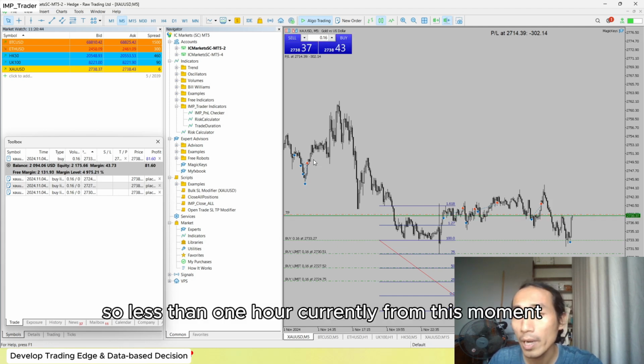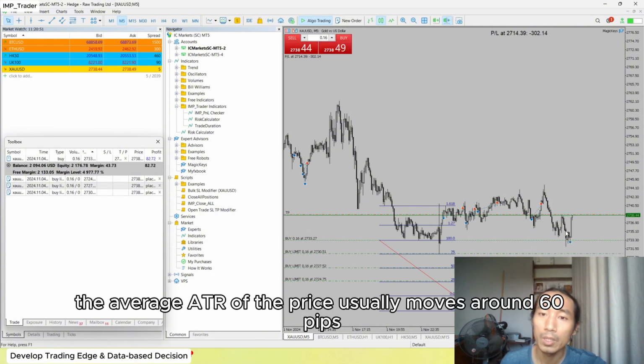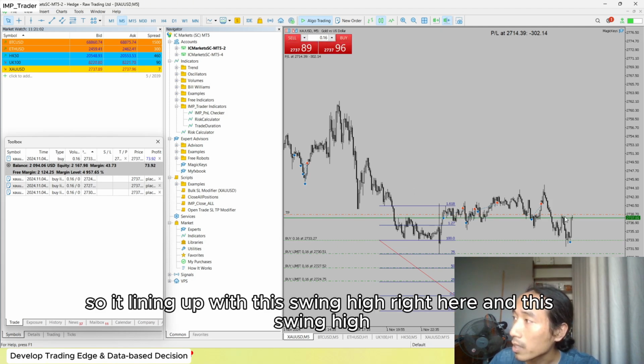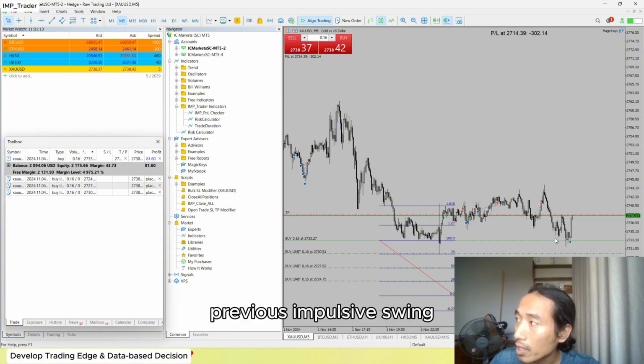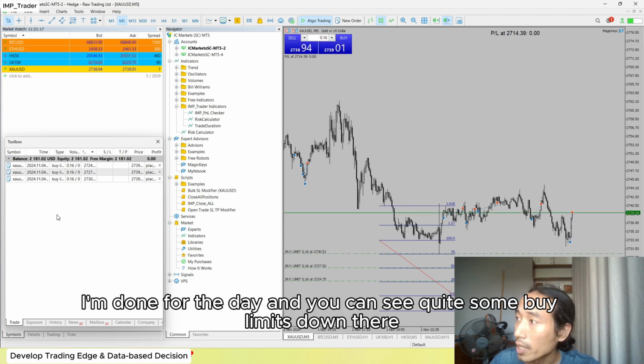So in less than 1 hour, from this moment, the average ATR of the price usually moves around 60 pips, 63. So probably I would just target around 60 or less. It's lining up with the swing high right here, and this swing high is actually lining up with kind of a third level of the previous impulsive swing. So that's it. I'm done for the day.